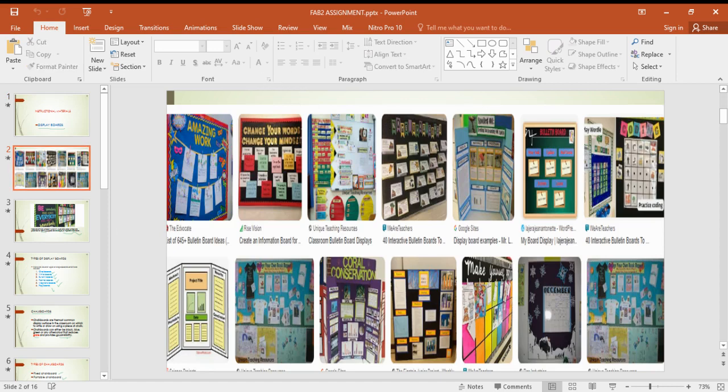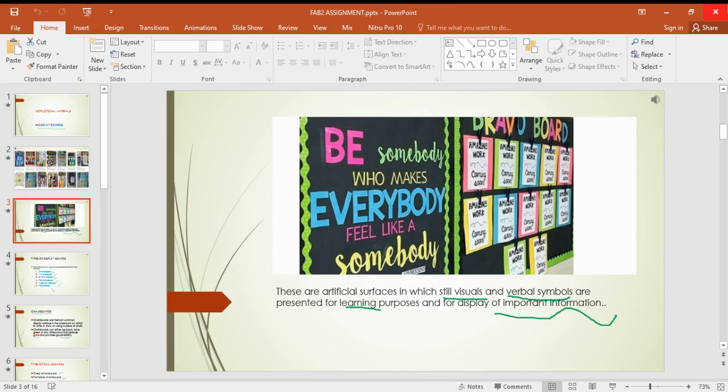Here is an example of some pictures of display boards. We have several of them. At your own time, just go through them and try to identify each type with its purpose. So we have the definition of display boards. We've said they are artificial surfaces on which still visual and verbal symbols are presented for learning purposes and for display of important information.